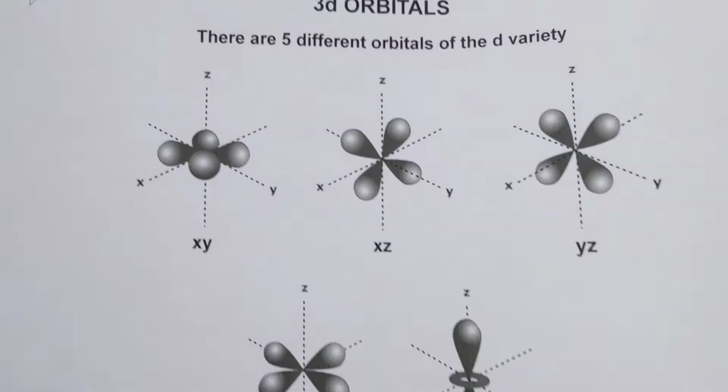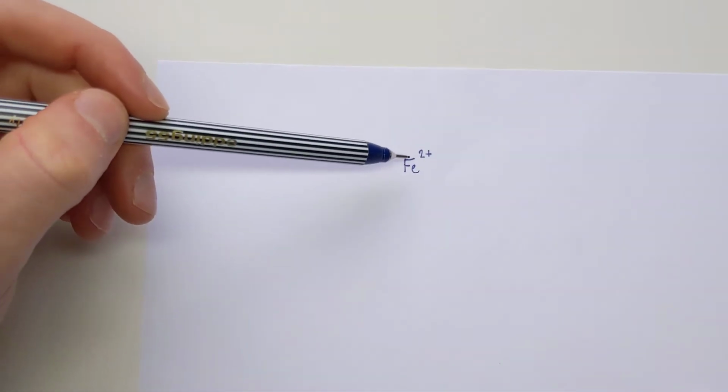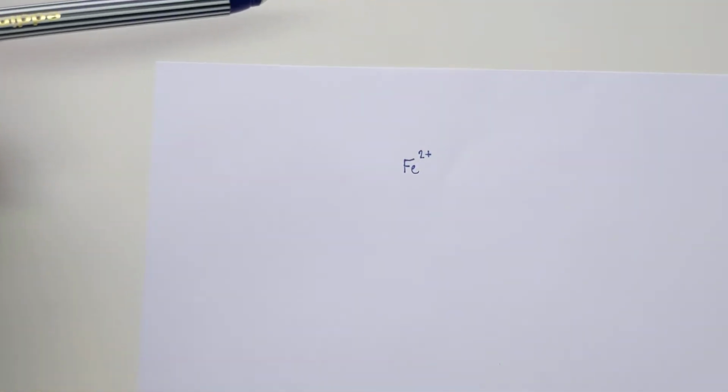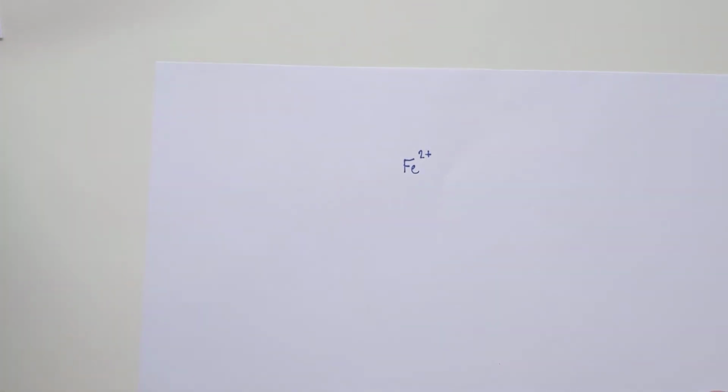So if we think about putting all those facts together, we've got iron here, iron 2+. It's electron deficient. It would be quite happy to accept some electrons. It's got emptiness to its d subshell, so empty d orbitals, which can accept electrons, and those d orbitals point in a variety of directions, so it's basically surrounded by empty orbitals. That means it's actually quite well set up to form coordinate bonds.